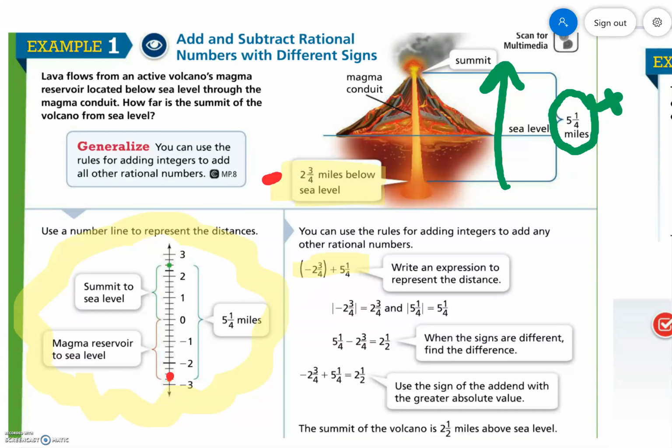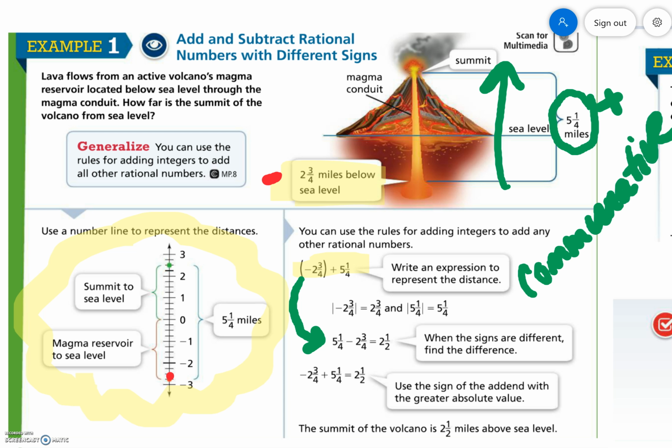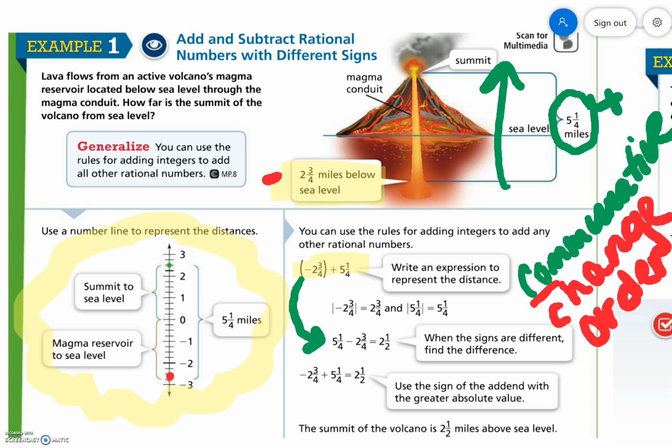What's important here is the fact that we can change the order. That is called the commutative property. I remember commutative because of the CO in the beginning, and I think change order. And you can do that when you're adding as long as the signs remain the same. Here the 5 1/4 is positive, so it's positive down there. Up at the top, the negative 2 3/4 was negative, so it's negative at the bottom.